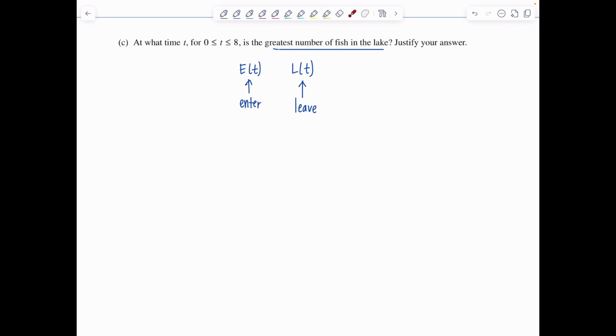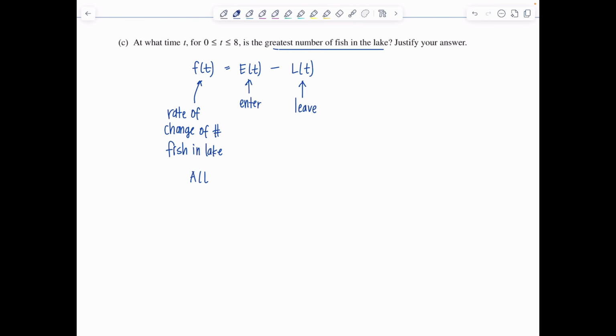Does that make sense? Because the difference between these two is basically telling me some new function, which is capturing basically the rate of change of the number of fish in the lake, right? Some are coming in, some are coming out. So sometimes this difference is positive, sometimes this difference is negative, but it's giving me the net rate of change for the number of fish in the lake. Okay, so what I want to do is basically figure out when is the number of fish in the lake a max.